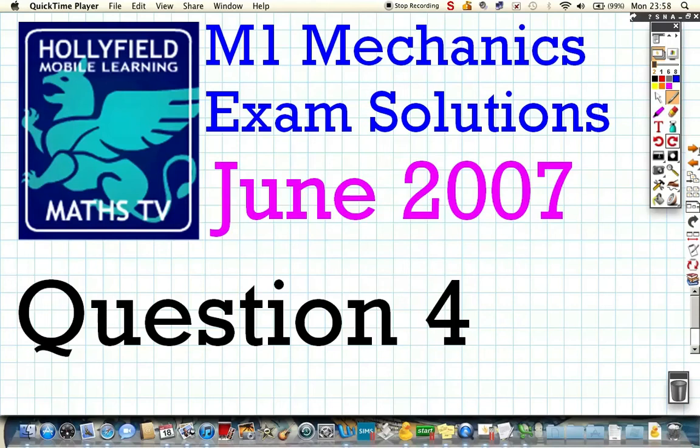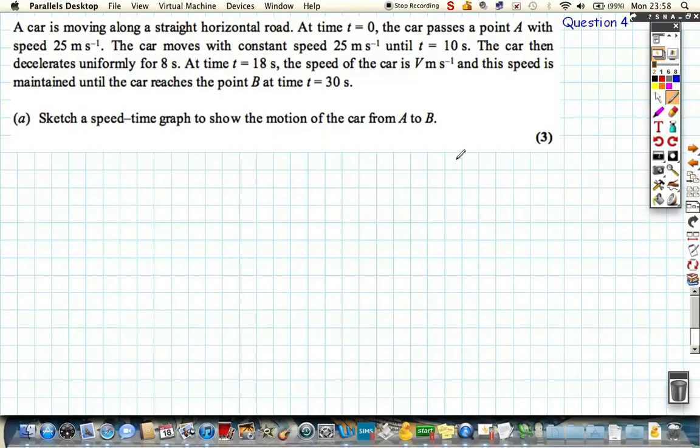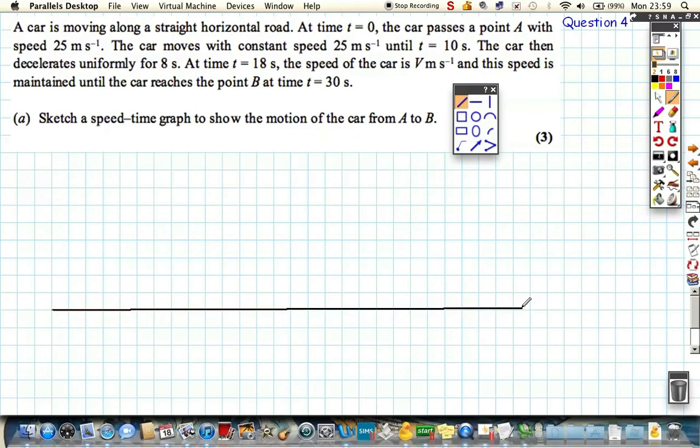Of the June 2007 mechanics paper is a speed time graph to start with. So we always draw axes, and we draw it as follows: a long horizontal axis for time and a vertical axis for speed.